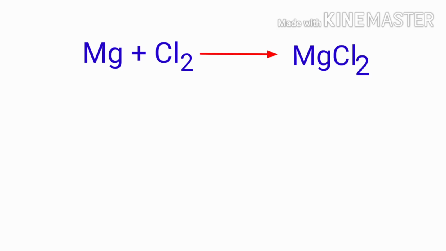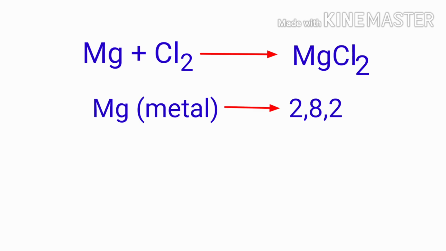Next, let us discuss the reaction between magnesium and chlorine to form magnesium chloride. Here, magnesium is a metal and it has a tendency to lose electron while participating in a chemical reaction. The electronic configuration of magnesium is 2, 8, 2. If the magnesium atom loses 2 electrons from its valence shell, the remaining part of its electronic configuration contains completely filled shells. Thus, by losing the 2 electrons from the valence shell of magnesium atom, it will attain stability.